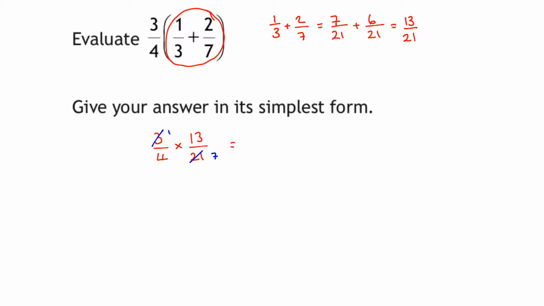And we can see that the 3 and the 21 are both in the 3 times table. So on the top, we've got 1 times 13 is 13. And on the bottom, we've got 4 times 7 is 28. And that won't simplify, and it's not an improper fraction, so there's nothing else we can do with that. That would be the answer.